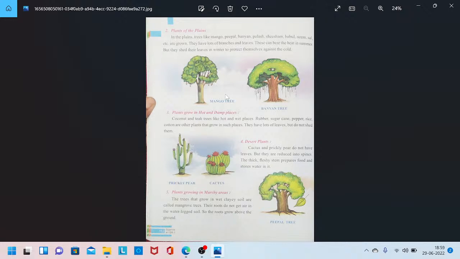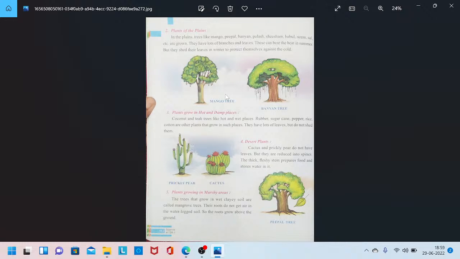Okay, and desert plants. Cactus and prickly pear do not have leaves. These two, cactus and prickly pear, don't have any leaves, but they are reduced into spines. The thick fleshy stem prepares food and stores water in it. These two plants store water in it and they prepare their food by themselves.